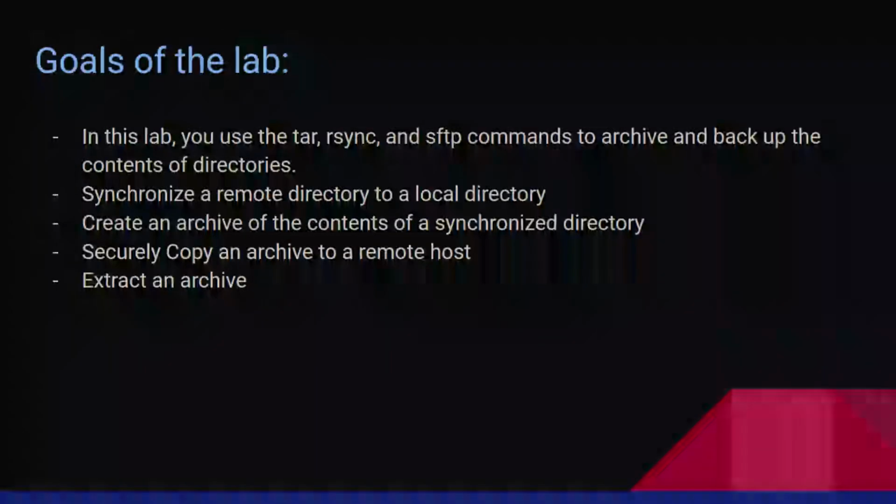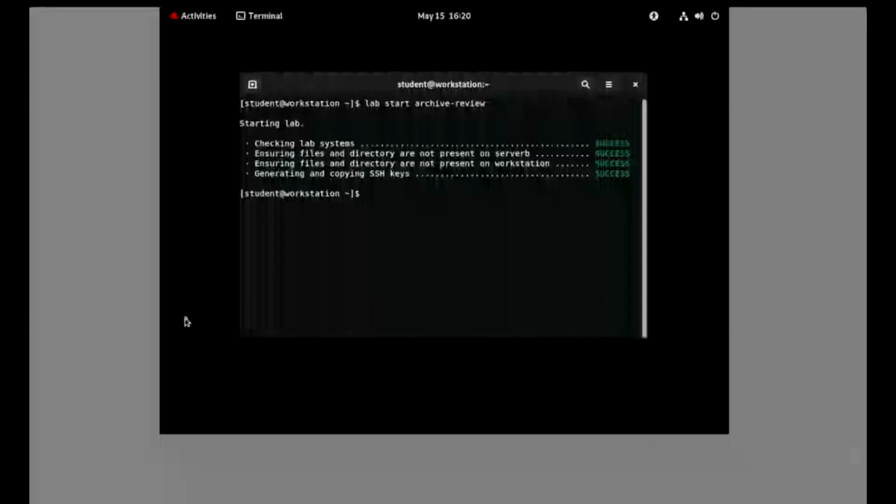In this lab, we're going to be using the tar command, rsync, and sftp commands to archive and back up the contents of directories. We're going to be synchronizing a remote directory to a local directory. We're going to create an archive of the contents of a synchronized directory. We're going to securely copy an archive to a remote host, and we're going to be extracting the archive. So we're going to go ahead and get into there, and I'm going to be showing you guys exactly what I see, so we'll be able to walk through it.